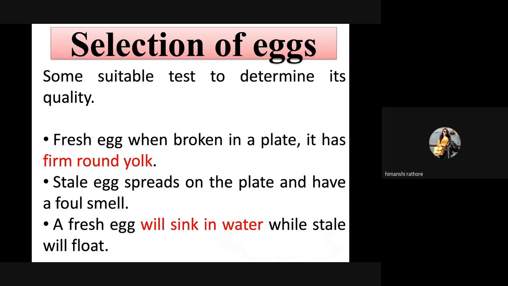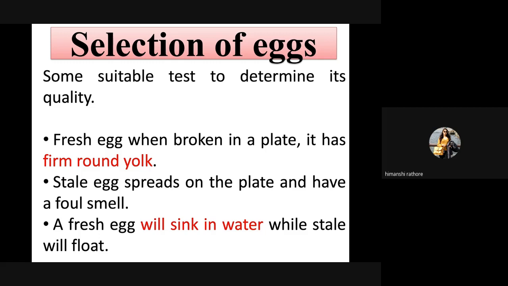First of all, fresh egg when broken in a plate has a firm round yolk. You must have seen while breaking any egg, a firm round yolk which is yellow in color has to come out. If your egg is stale, it will spread onto the plate and start creating a foul smell. So this is a good point to keep in mind, that the yolk has to be firm, round and yellow in color.